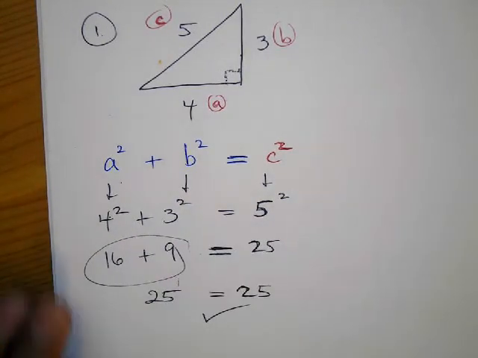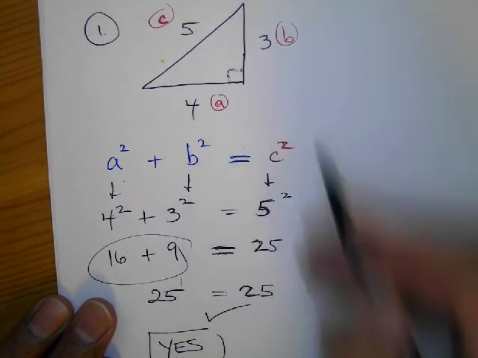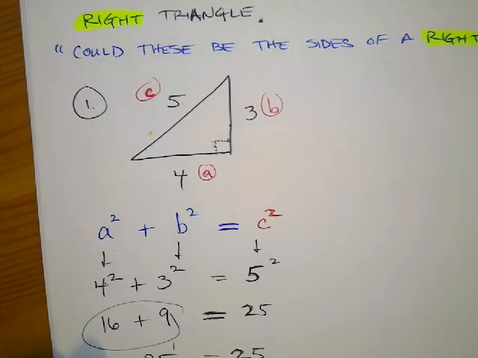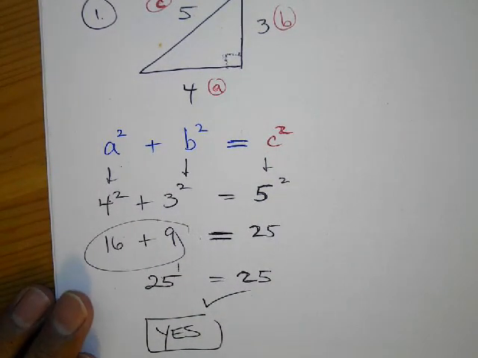This one is good. What does it mean when you get the equals? That means that yes, the answer is yes. This is correct for a right triangle. These sides would be correct. Okay? And that's all you're checking.